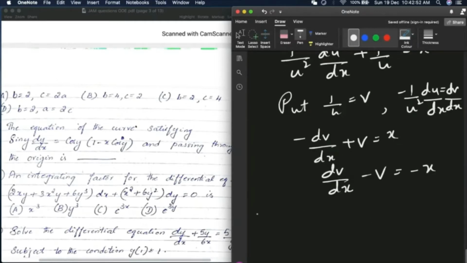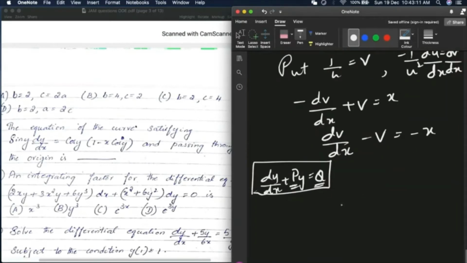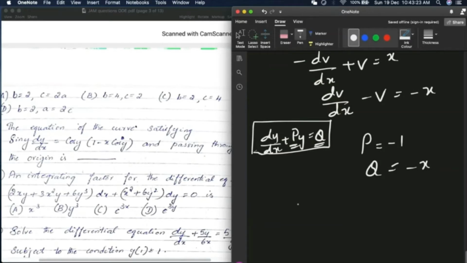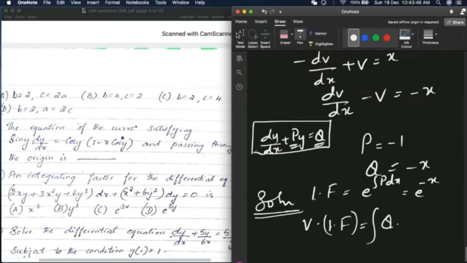So your linear form, if you remember, is the standard form dy by dx plus py is equal to q. Here, p and q are considered to be functions of x alone. So now this is linear in v. Your P is minus 1 and Q is, if I'm going with this equation, minus x. You can directly write the solution once you identify the linear differential equation. So v into an integrating factor. Integrating factor is e raised to integral P dx, e raised to minus x. So v into integrating factor is equal to integral Q into integrating factor dx.